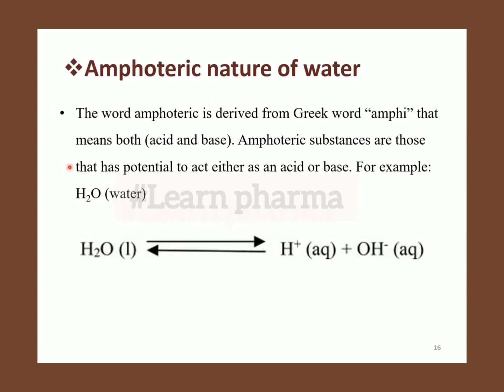Amphoteric nature of water. The word amphoteric is derived from the Greek word amphi, which means both acid and base. Amphoteric substances are those which have the potential to act either as an acid or as a base. The best amphoteric example is water. H2O will act as an acid because it releases hydrogen ion, and also as a base because it also releases the hydroxide ion.